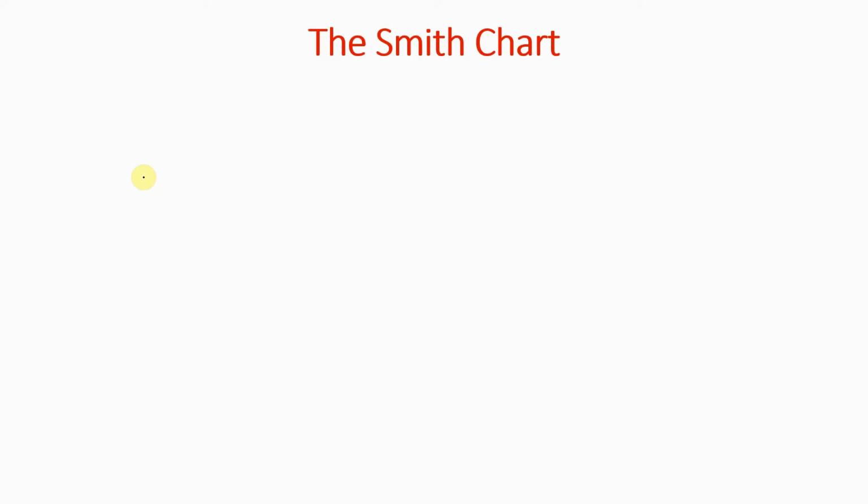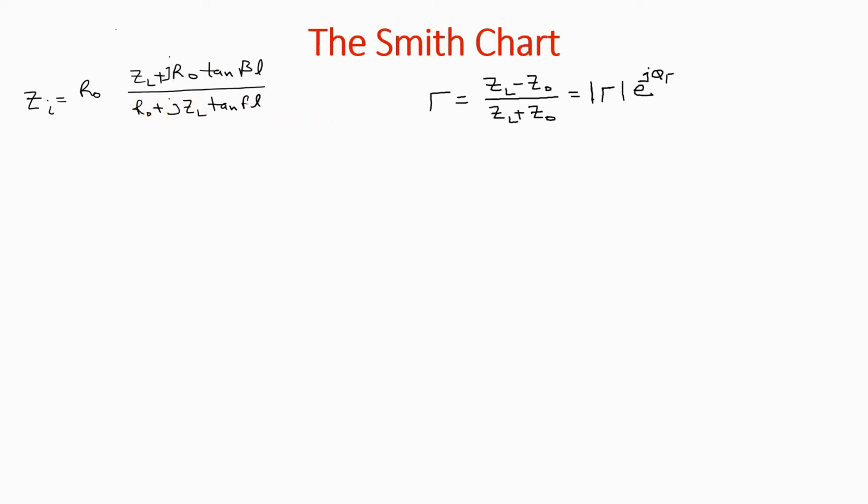Now, if we have to find the input impedance, the Smith chart is used to find the input impedance, and the reflection coefficient gamma can be found by using this formula: ZL minus Z naught divided by ZL plus Z naught. Similarly, we can find the load impedance by using this formula. So these are the mathematical ways of solving the transmission line problems.